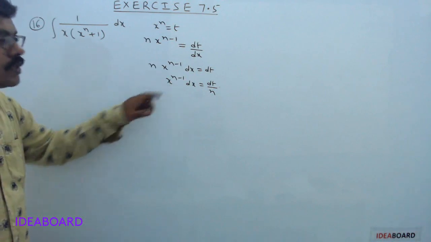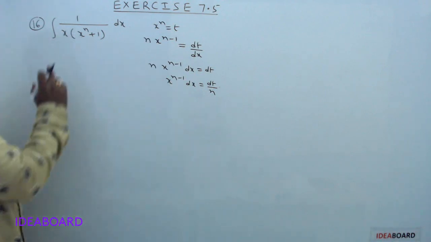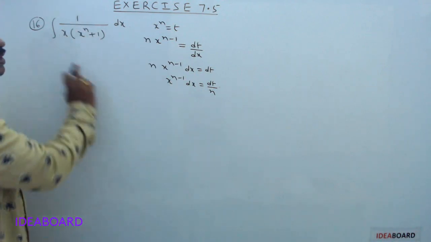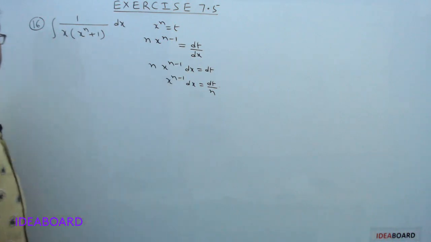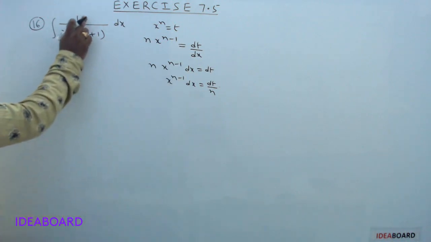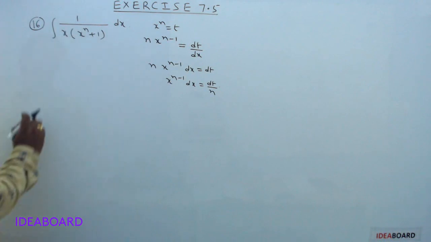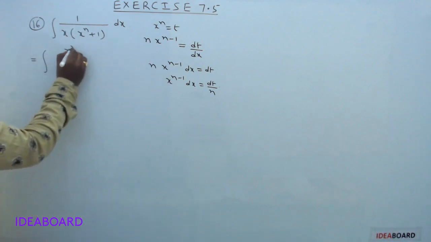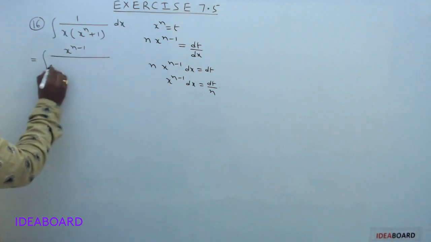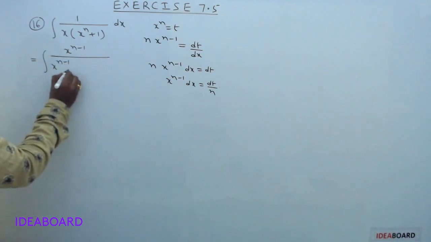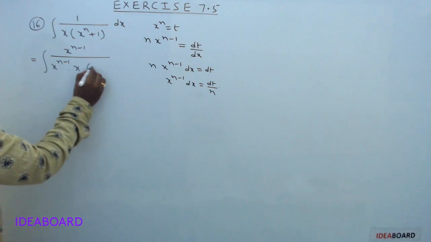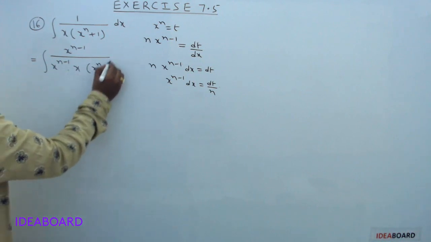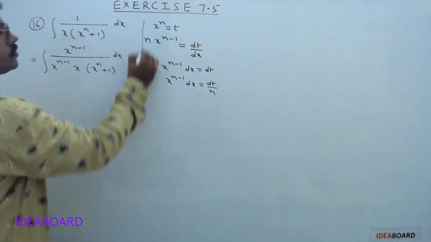By making use of this value, in this term, multiplying and dividing with x power n minus 1, then it will be integral x power n minus 1 divided by x power n minus 1 into x into x power n plus 1 dx.